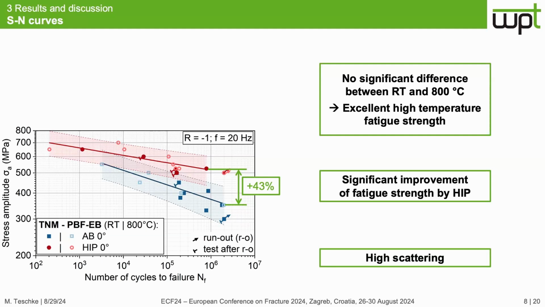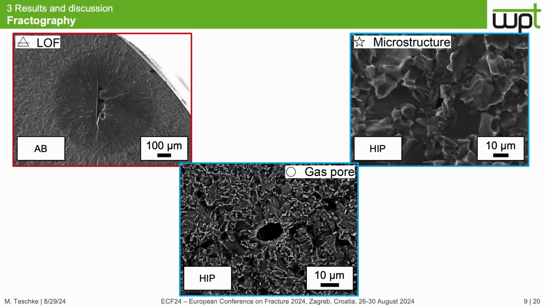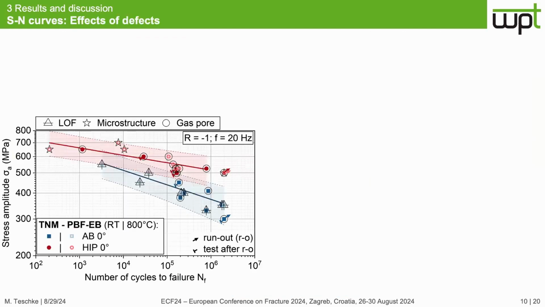Okay, the question is, what's the reason for these two levels and the high scattering? To understand this, we did fractography and found overall three different types of failure. First of all, lack of fusion defects. Then microstructure features, mainly lamellars, which act like a crack. When they had an orientation orthogonal to the direction of the highest force, the failure occurred there. And last, gas porosity. Now in our SN curve, we have marked these different types of failure.